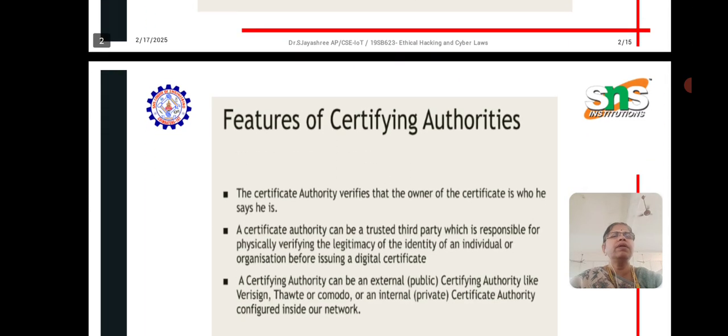The features of certifying authorities. The certifying authority verifies that the owner of the certificate is who he or she is. The certifying authority can be a trusted third party which is responsible for physically verifying the legitimacy of the identity of an individual or organization before issuing a certificate. The certifying authority can be external or internal. External certifying authorities, for example, are VeriSign, Comodo, or an internal certifying authority configured inside our network.